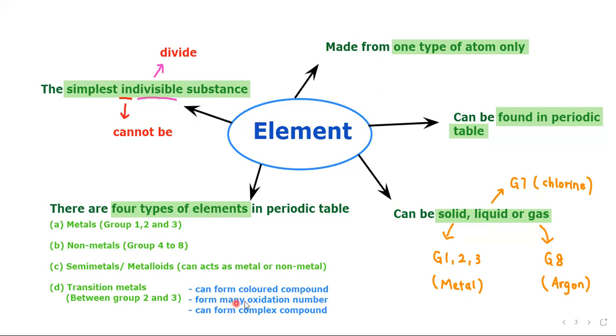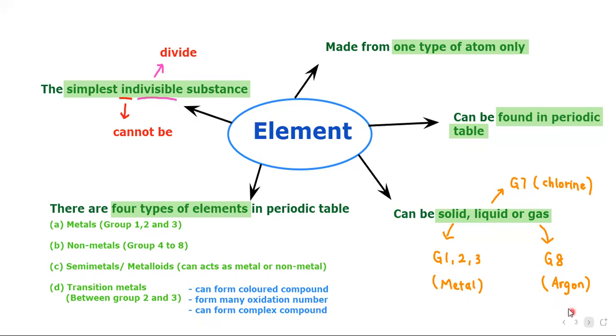They also can form many oxidation numbers. What is meant by oxidation numbers? It can be +1, +2, +3. So this one we call it oxidation number. And then they also can form very complex compounds. So these are the summary of elements.